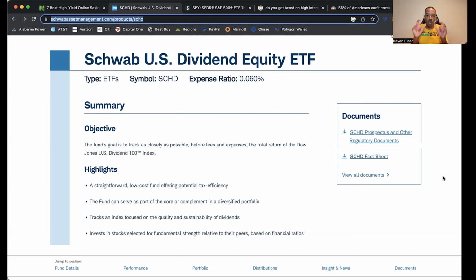And this is the Schwab US Dividend Equity ETF, ticker symbol SCHD, and the expense ratio is 0.06%. That is a very, very low expense ratio. Okay, let's put this expense ratio into perspective.